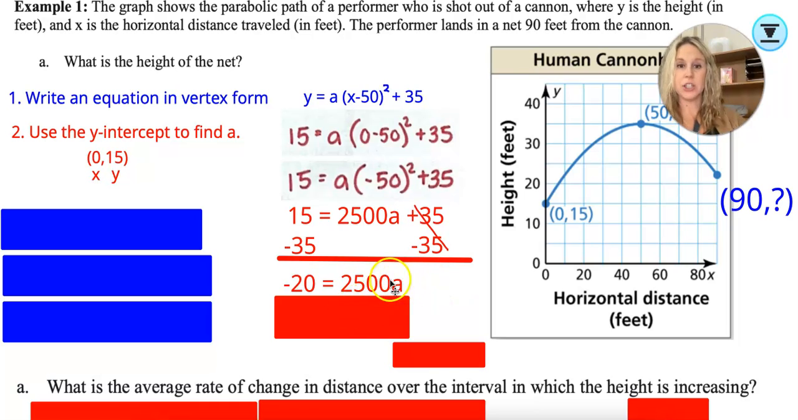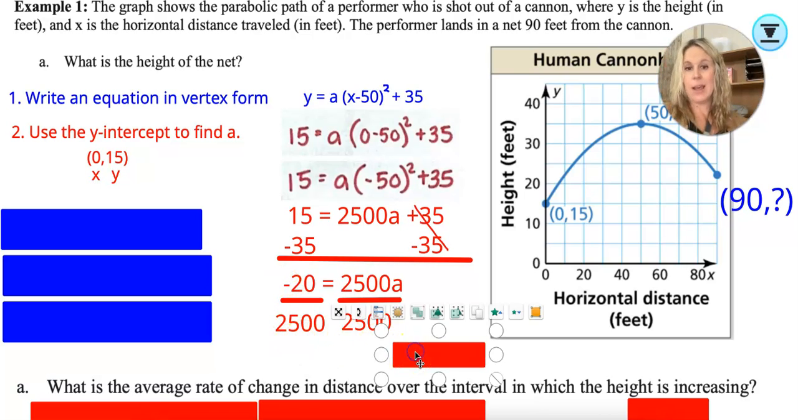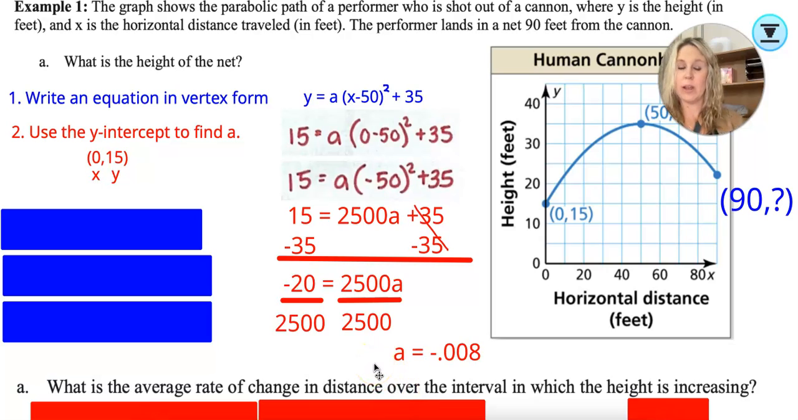Our last step is to solve for a. So we want to divide by 2,500 on both sides. And we are going to get a small number. It ends up being negative 0.008. So that is our a value. Number 1, it makes sense because it's negative and my graph is opening down. This graph is also very wide, and so it makes sense that this number would be less than 1.